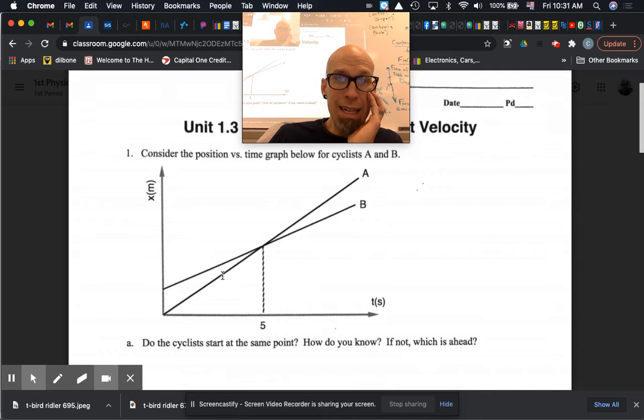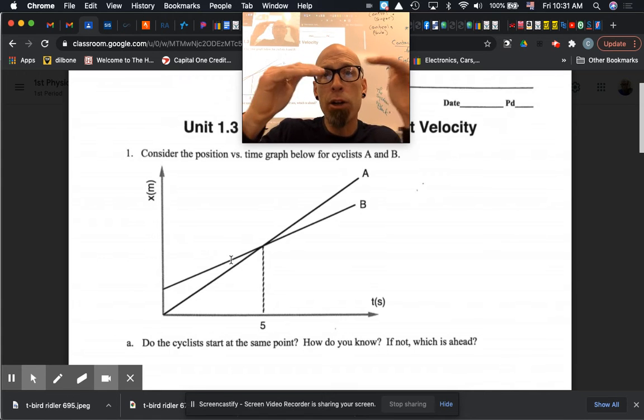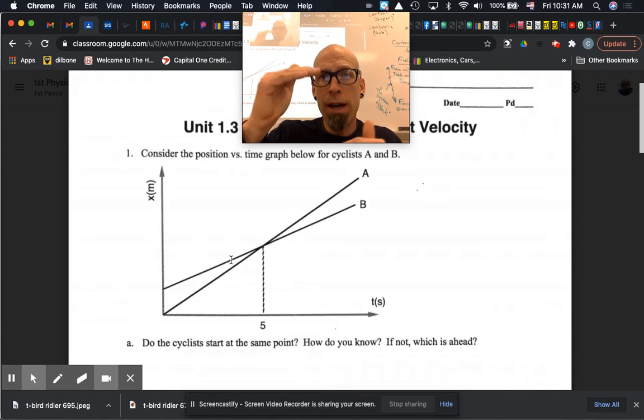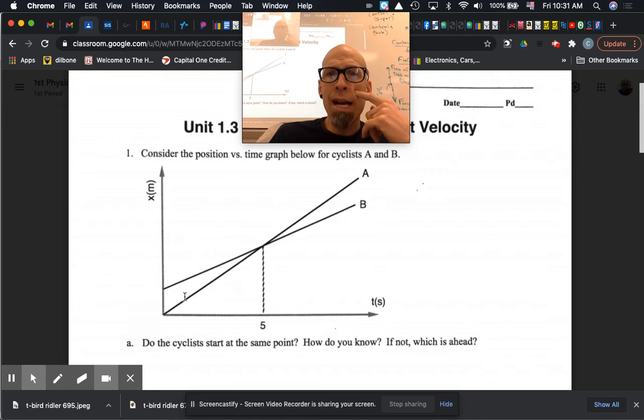So who's faster at 3 seconds? Does it matter who's ahead of whom? And again, they kind of trick you because the first question was about who was ahead. The second question was about who was ahead of whom. And now they're asking about who's faster. Completely different question, which means you have to look at something completely different on the graph.